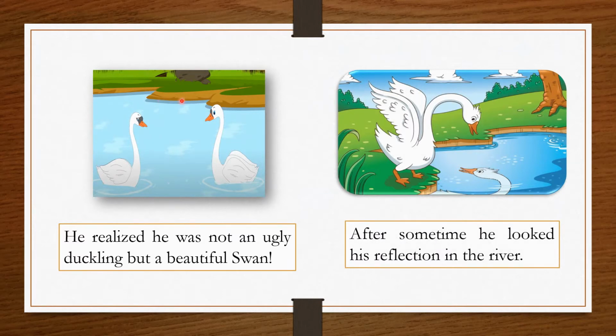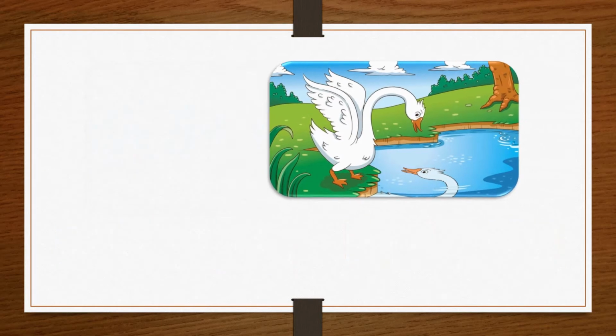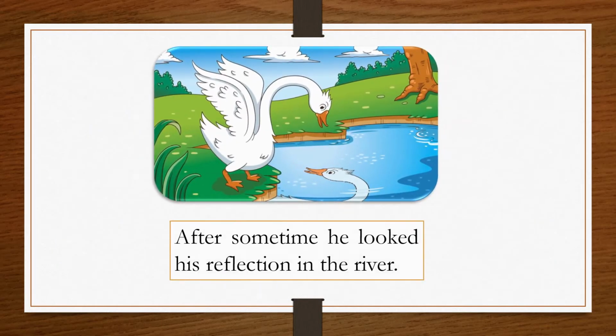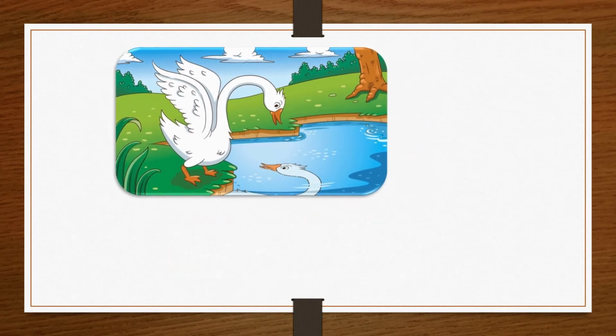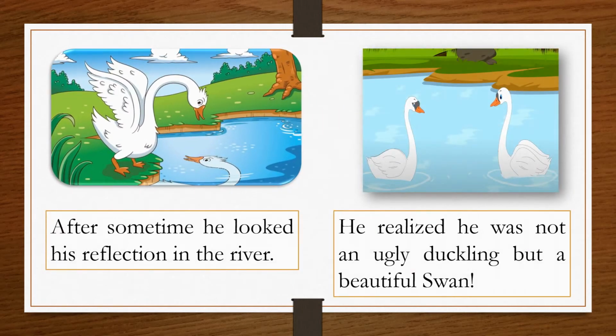Now students, we have two sentences with us. He realized he was not an ugly duckling but a beautiful swan. And after some time, he looked at his reflection in the river. Now tell me, which sentence will come first? Yes, very good. After some time, he looked at his reflection in the river. So our next sentence is: after some time, he looked at his reflection in the river. And next is: he realized he was not an ugly duckling, but a beautiful swan. Very good, students, keep it up.